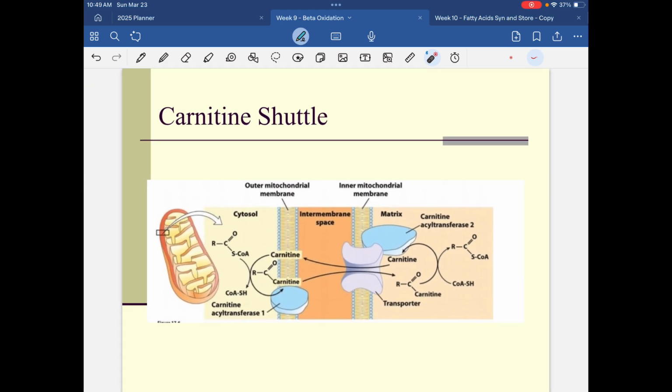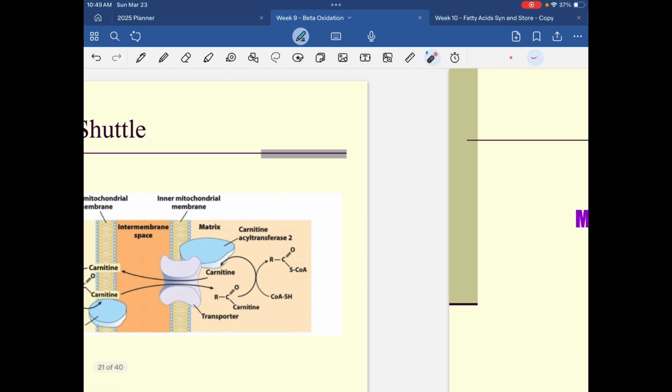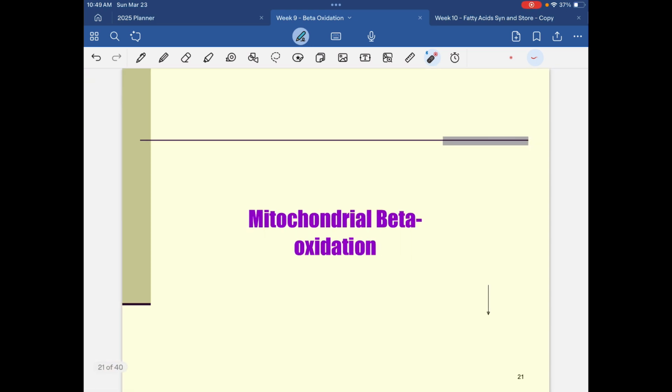And you heard me say over and over again in my last video that whenever we take something, change it, move it, and change it back, it's because that original molecule can't go through a membrane by itself. And that's what we're seeing again with the carnitine shuttle. We saw it with the malate shuttle, just another shuttle system specific to fatty acids. So now we have the fatty acids in our mitochondria. How are we going to break them down?